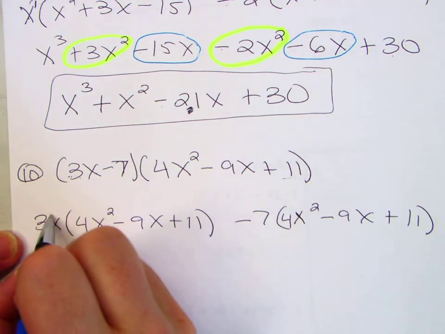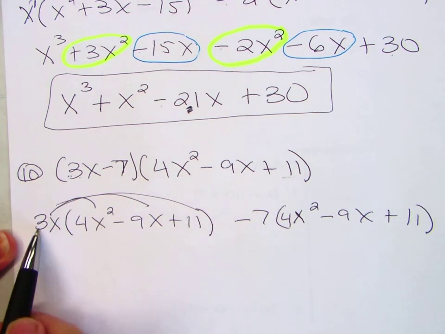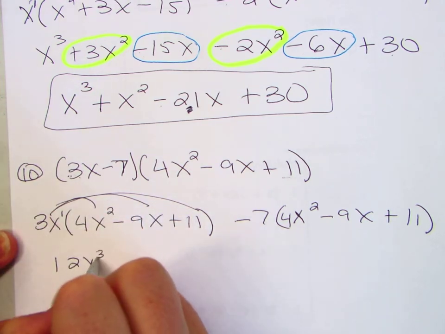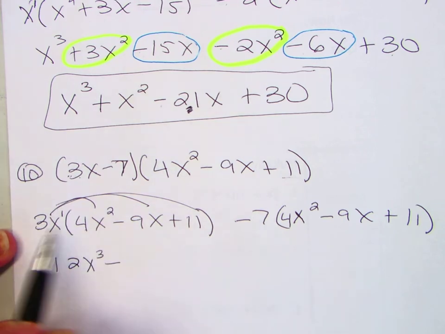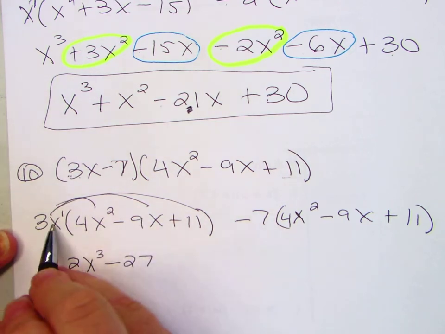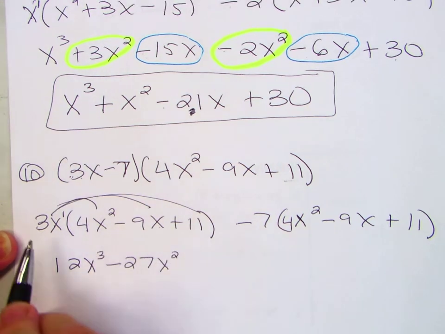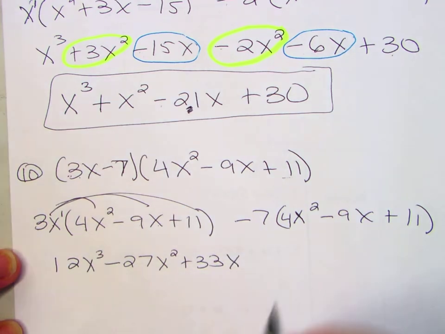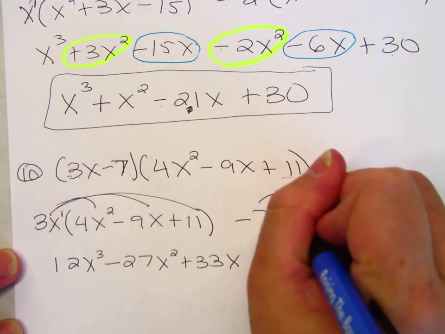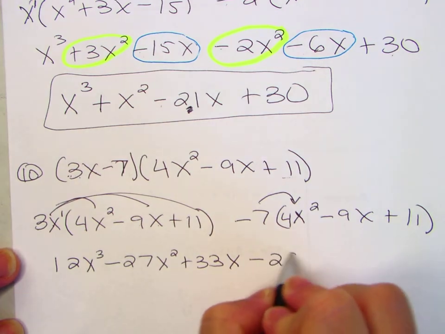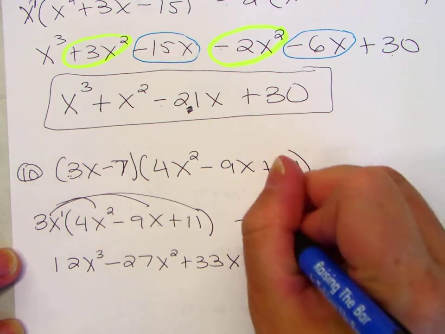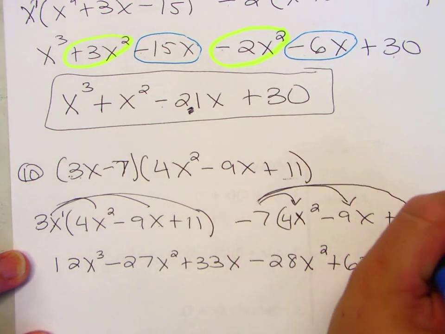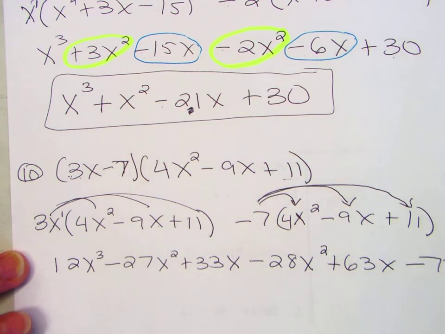Right. Distribute. 3 times 4 is 12. X times x squared is x to the third. Minus 3 times 9 is 27. X times x is x squared. 3 times 11 is 33. Don't lose your x. Be careful again, negatives. Negative 7 times 4, negative 28, x squared. Negative 7 times 9 is positive 63x. Negative 7 times 11 is negative 77.